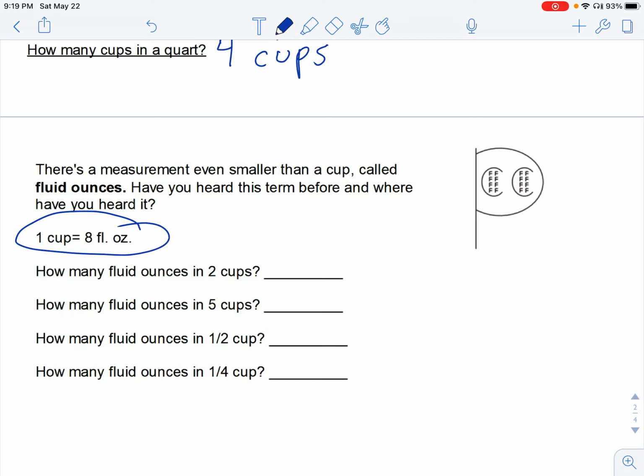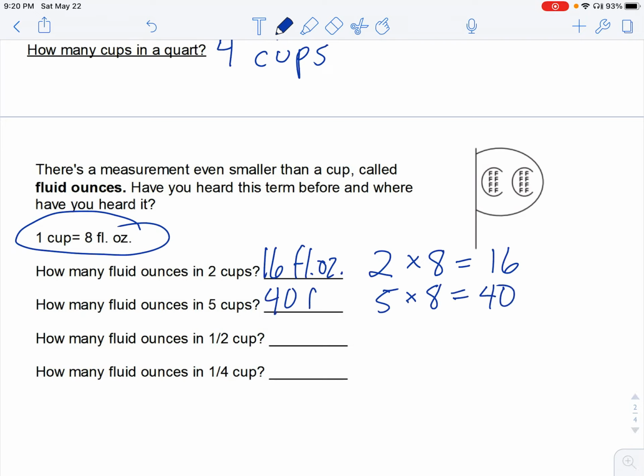So therefore, if we said how many fluid ounces are in 2 cups, well, I'll take my 2 cups times 8 fluid ounces in each to get 16 fluid ounces. I'll try the next one and play back when you're ready. I had 5 cups, 8 fluid ounces still in each, 40 fluid ounces. Okay, how about this one? How many fluid ounces in half a cup? Well, I know it's going to be less than 8. In fact, it's going to be exactly half of 8, which is 4 fluid ounces.